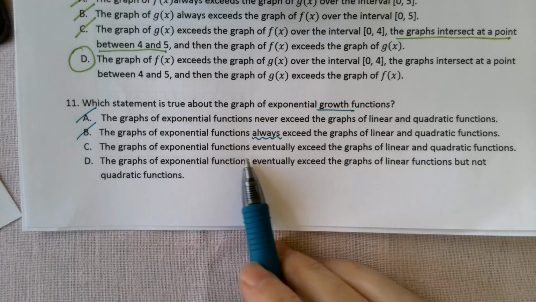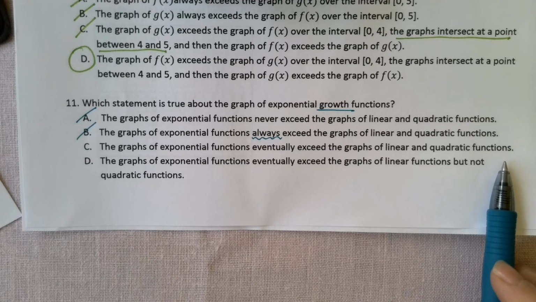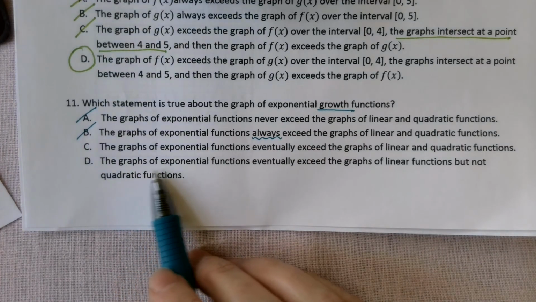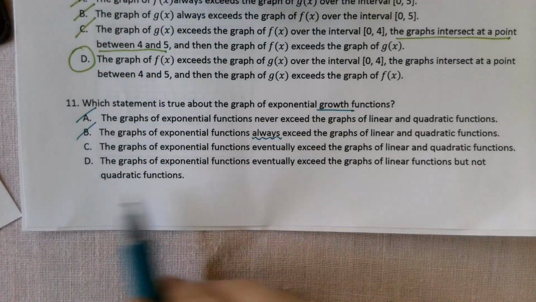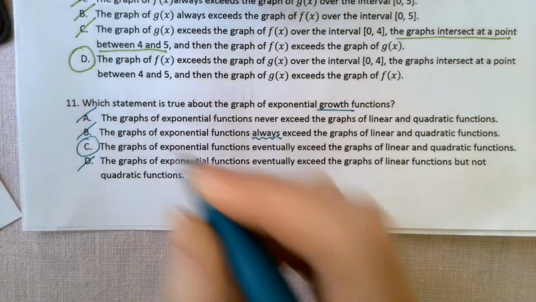The graph of exponential functions eventually exceed the graphs of linear and quadratic functions. Well, yeah, absolutely. Let's make sure of the last one. The graphs of exponential functions eventually exceed the graphs of linear functions, but not quadratics. Well, that's not true. So it's definitely got to be C.